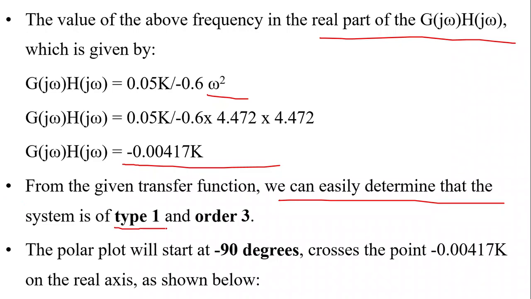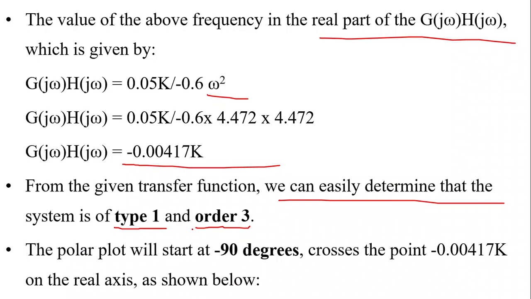After that, from the given transfer function, we can easily determine the system is of type 1. How the system is type 1 means we have one pole at origin, which is our type number, and the given transfer function is an order 3 system. How? We have 3 poles in the denominator. That's why from the given transfer function, the system is type 1 and order 3.